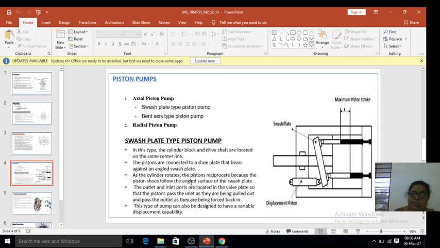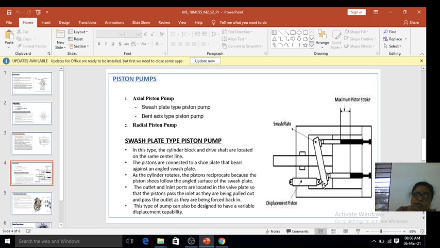As the cylinder rotates, the piston reciprocates because the piston shoes follow the angled surface of the swash plate. The outlet and inlet ports are located in the valve plate so that the pistons pass the inlet as they are being pulled out and pass the outlet as they are being forced back into the system. So this is how the swash plate works in a piston pump.